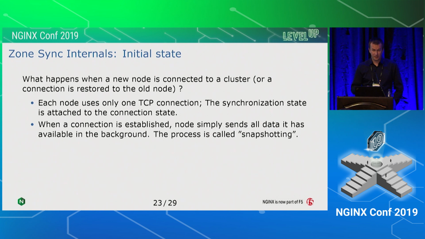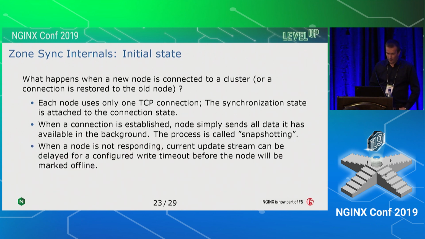So when a connection is established, the node receives two streams of data: current updates, as described at previous slides, and a snapshot stream, which sends all existing data from the local node in the background. And the most recent versions of records are selected to form the new joint state. And this process runs in parallel with normal operations, and at the end, all nodes arrive at the same state. And if a node is not responding, the current update stream can be delayed for a configured write timeout. And when the write timeout expires, we will disconnect this node and continue with nodes that remain alive.